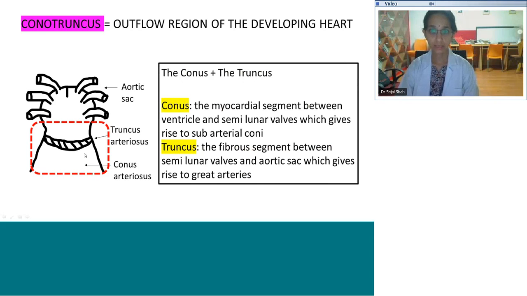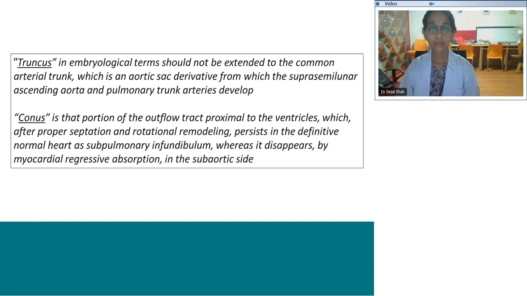The conus is the segment present between the ventricle and the semilunar valves, and it gives rise to the subarterial conus. The truncus is the fibrous segment between the semilunar valves and the aortic sac, which gives rise to the great arteries. So the semilunar valves are going to come somewhere here. Semilunar valve development is a part of conotruncal development.